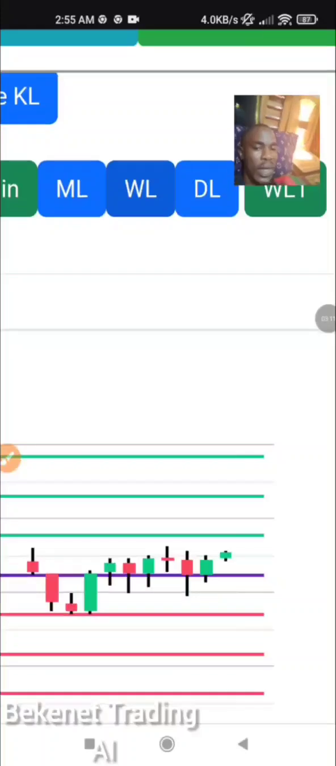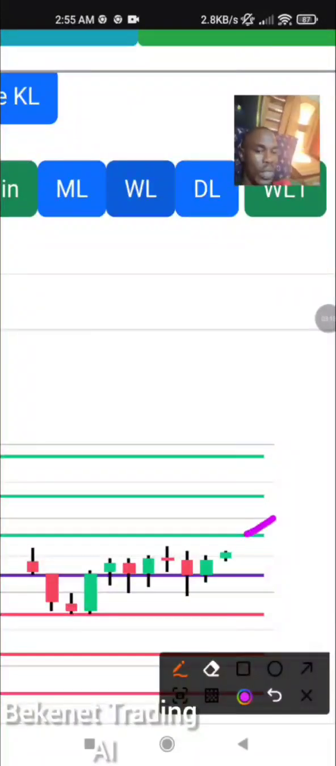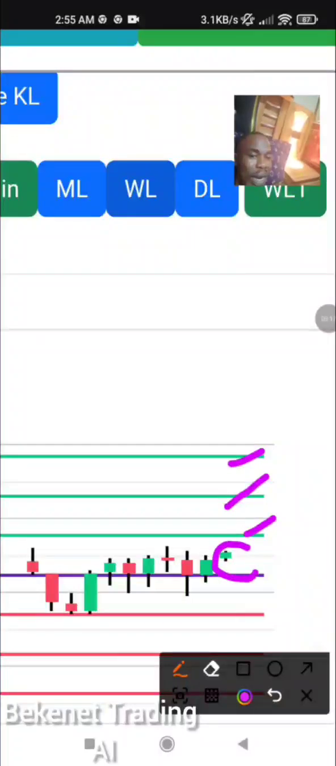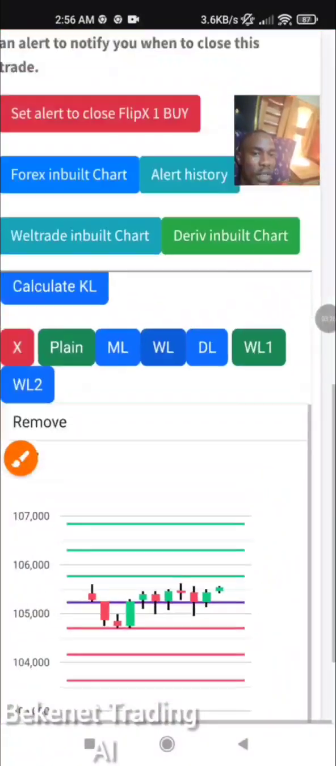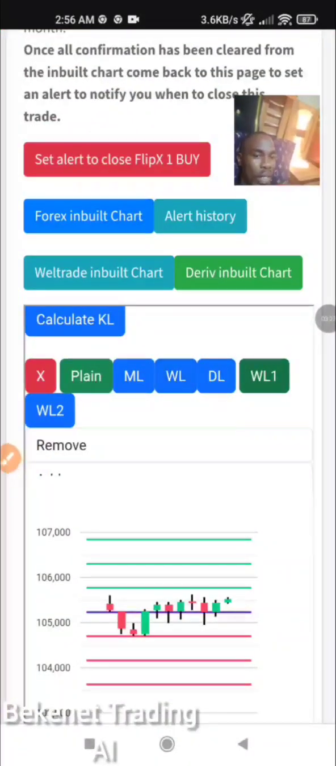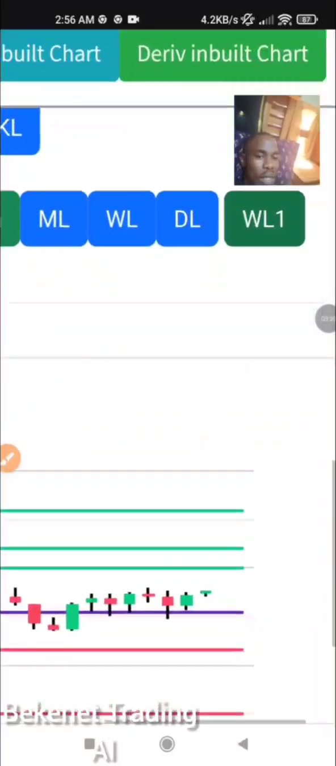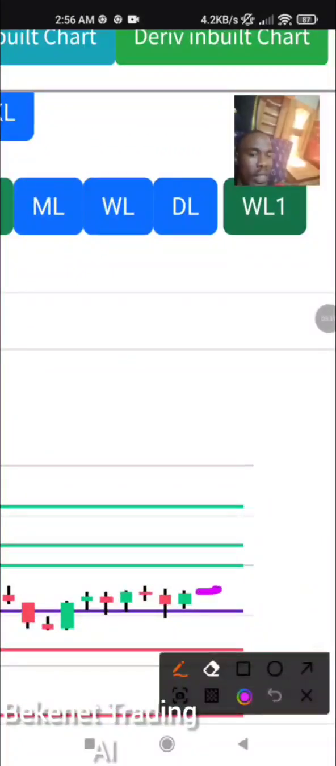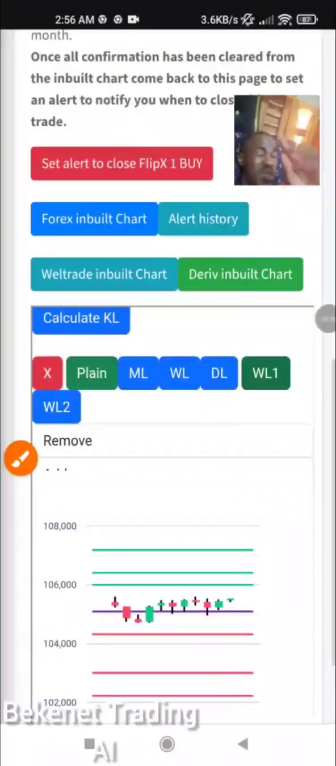Now look at the green line here. It is very simple. This is a resistance, this is a resistance, this is a resistance. As you can see clearly now, this daily candle has not gotten close to any resistance. So number one criteria is good. So we'll check again for last week, check again if it's still close. As you can see, the candle is still very far from another resistance, number 2. So it's remaining one. Once this one is far from a resistance, boom, we take our trade.